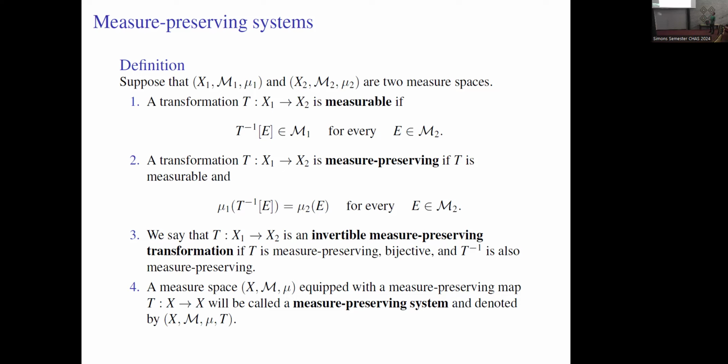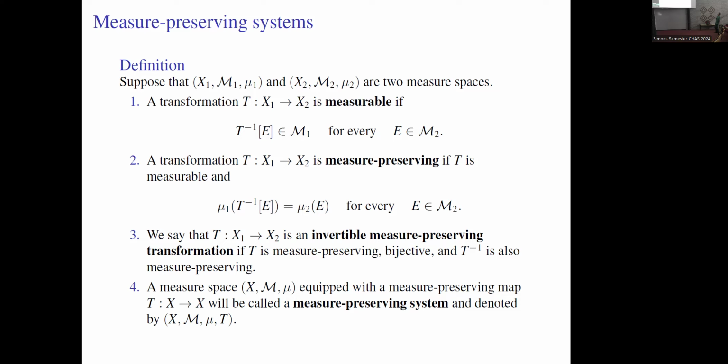Okay, so a measure preserving transformation is a measurable transformation which satisfies this identity. For every measurable set E in M2, we require to have this identity. So this means that T is measure preserving. In a moment, we will see some examples of measure preserving transformations.